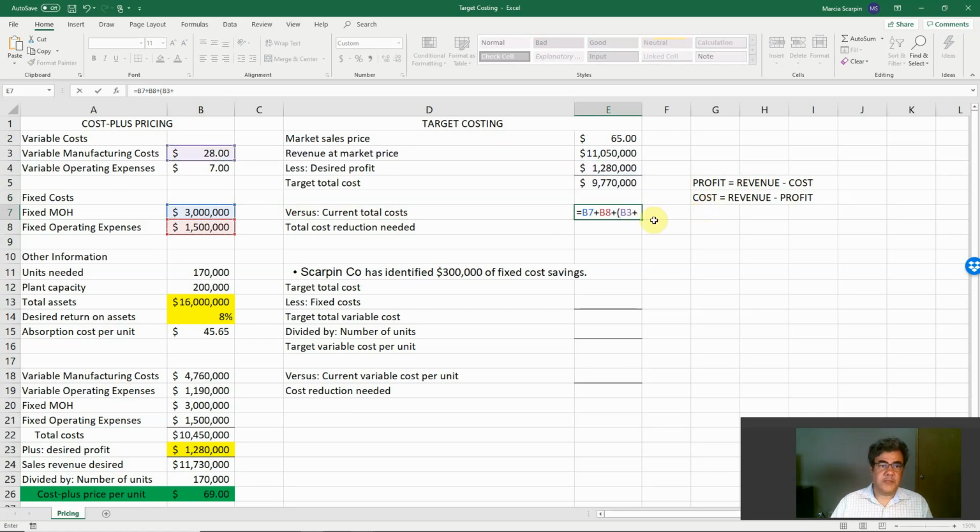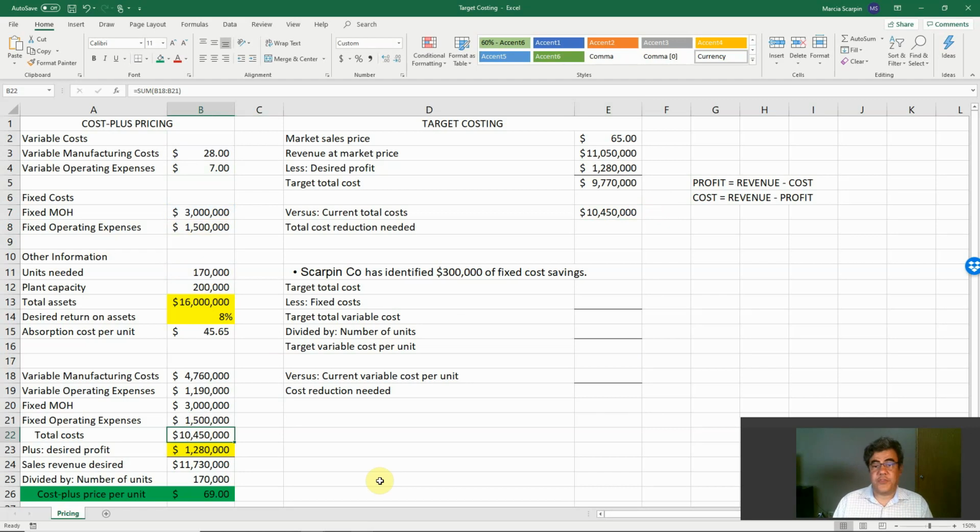Total costs are 3 million plus 1.5 plus 28 plus 7 per unit times units needed. So fixed cost plus variable cost per unit times number of units: 10,450,000, the same 10,450,000 here. So we need a cost reduction here. Our total cost is more than 10 million. Our target cost, or the maximum cost, is less than 10 million.